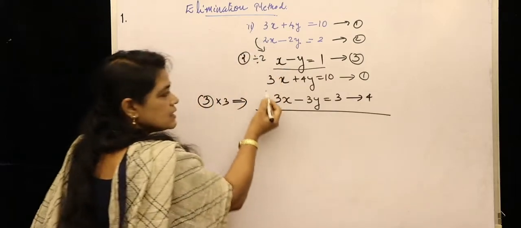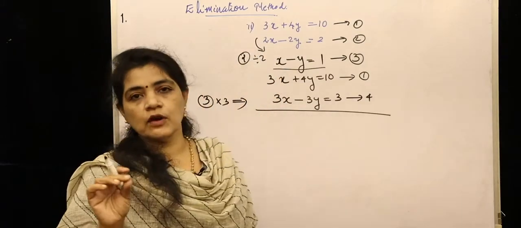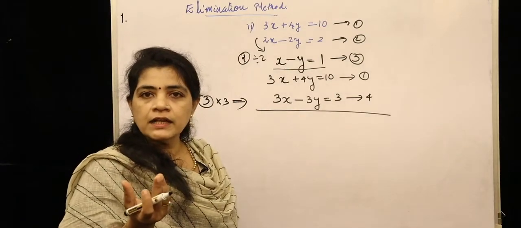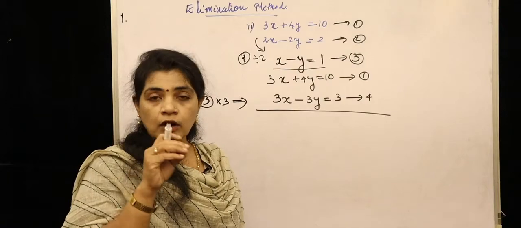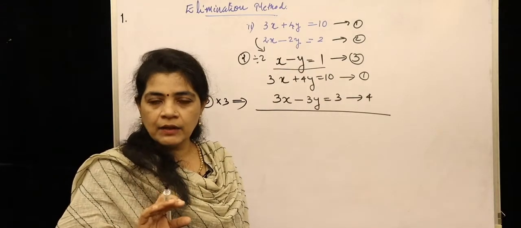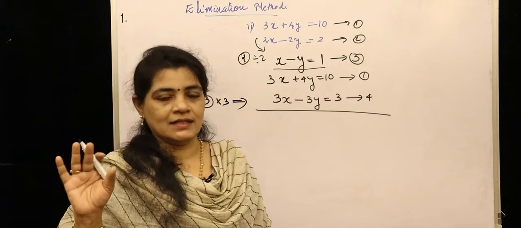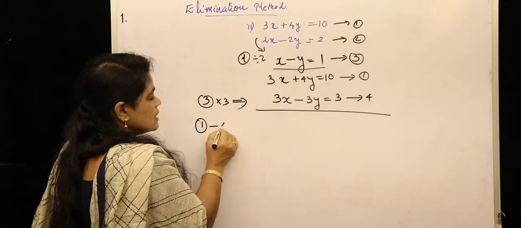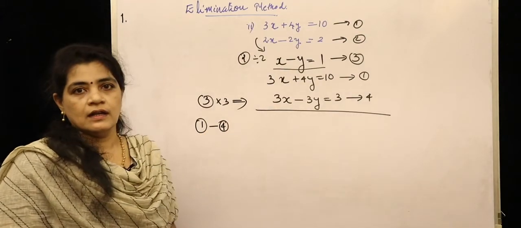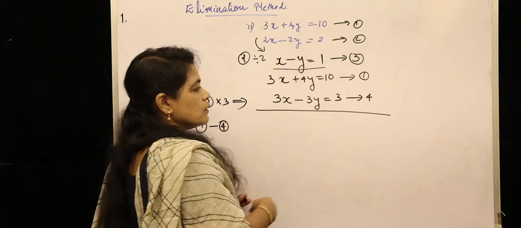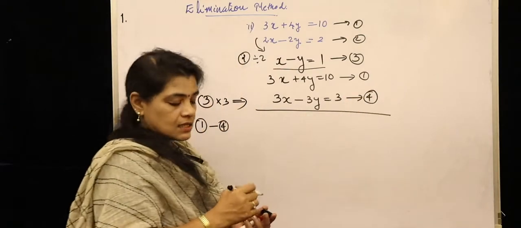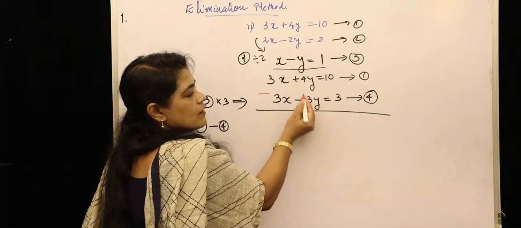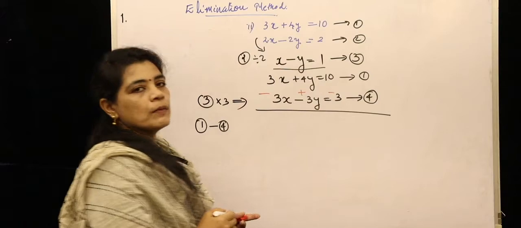Now see children, both equations have the same coefficient of x, that is 3. So how can this term be eliminated? By subtracting. Same coefficient with the same sign gets eliminated only when we are doing subtraction. Subtraction means we are now subtracting equation 4 from equation 1. So for the equation which we wrote second, we have to change the sign. That means minus 3x, and minus 3y becomes plus 3y.